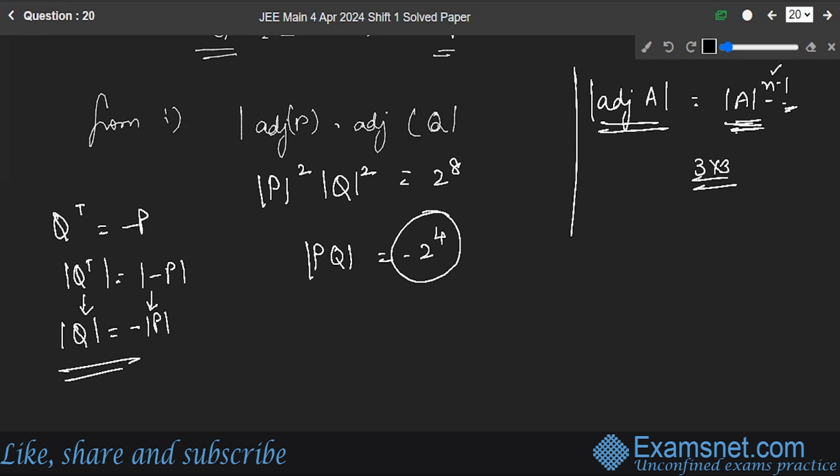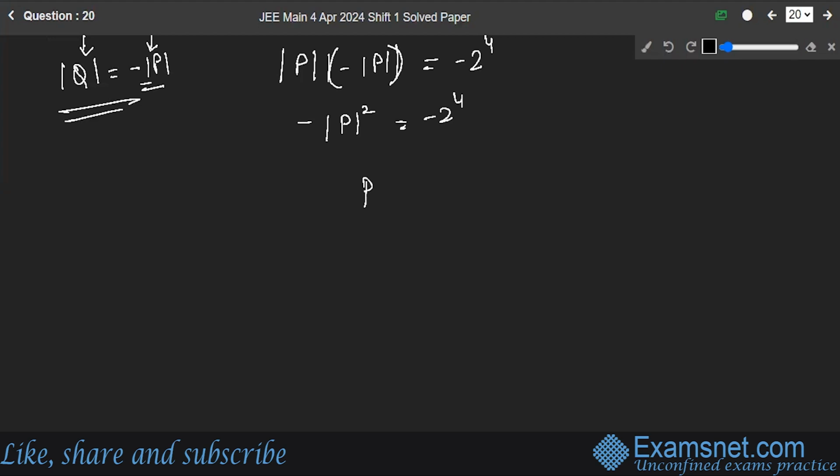So, this is the determinant of PQ, and also what is the determinant of Q? That is equal to minus P. This can be written as determinant of P into minus determinant of P. This is equal to minus 2 raised to power 4, or this can be written as, minus will come over here, determinant of P square is equal to minus 2 raised to power 4. Minus and minus will get cancelled, and you will have determinant of P is equal to 2 raised to power 2, or determinant of P is equal to 4.